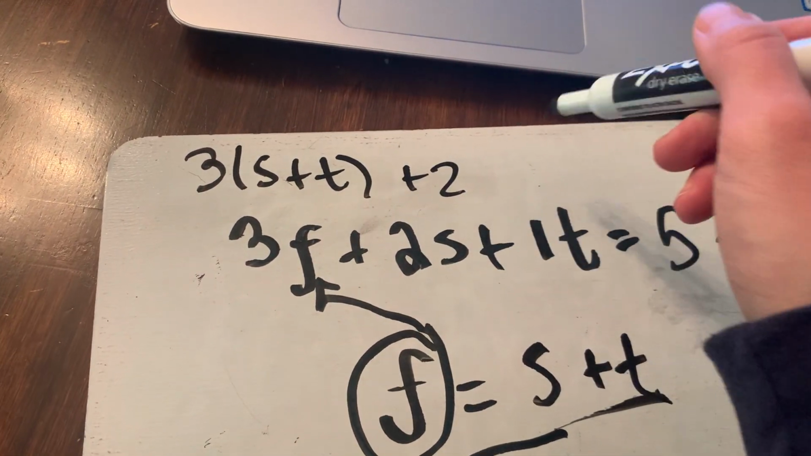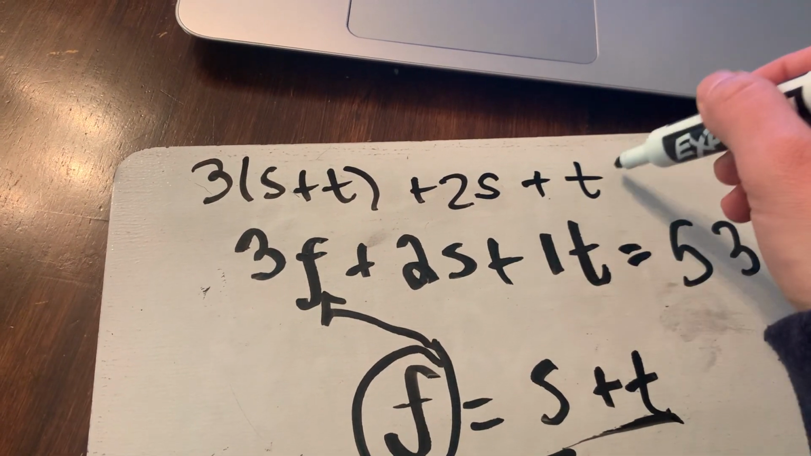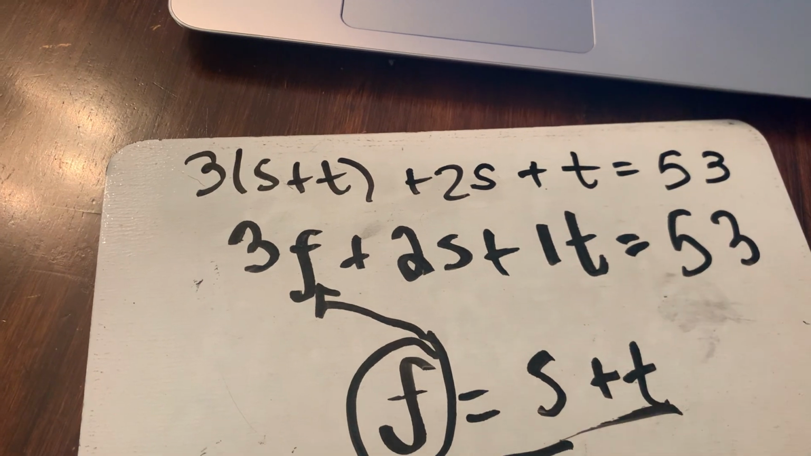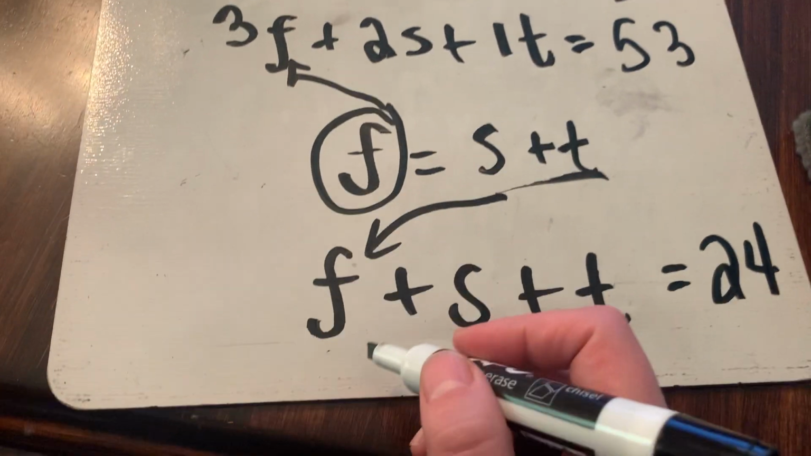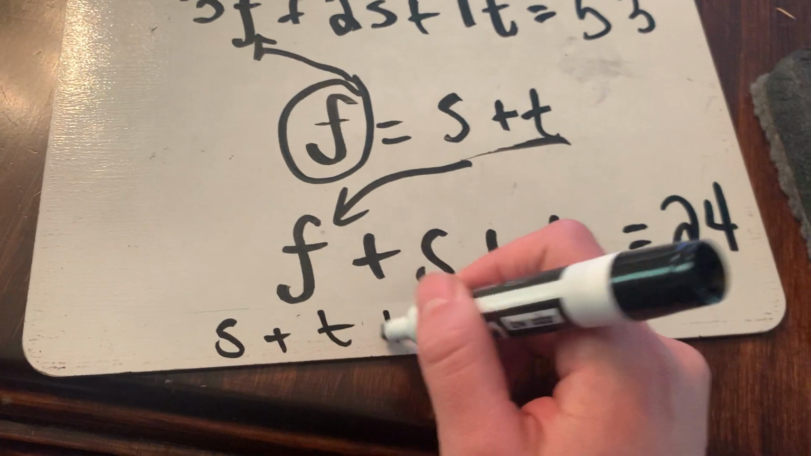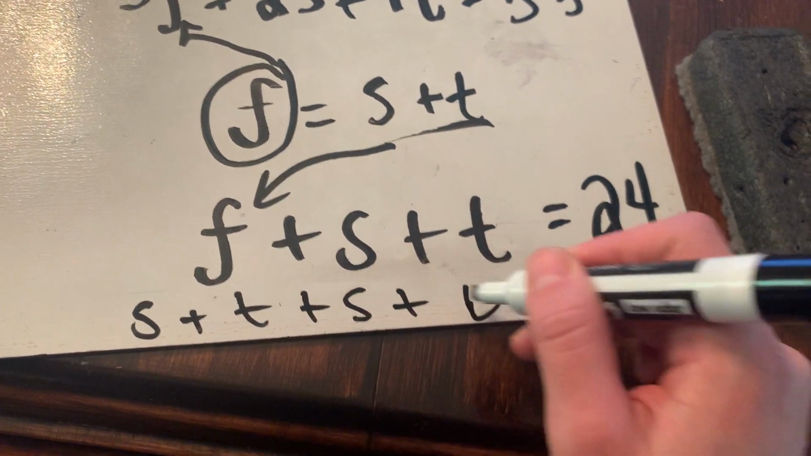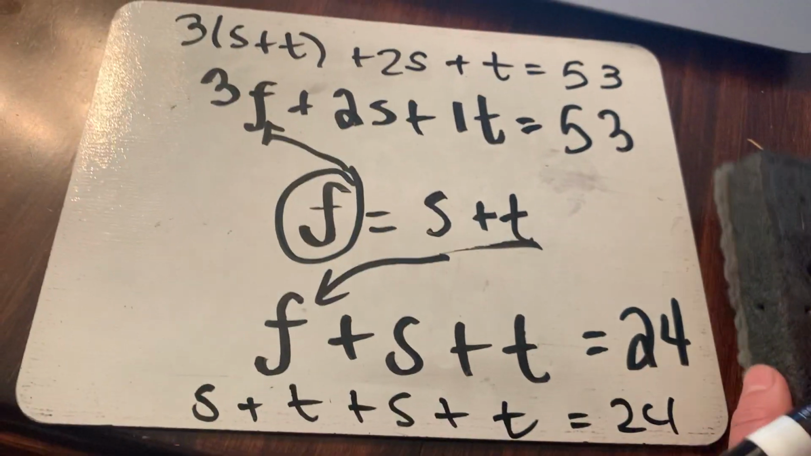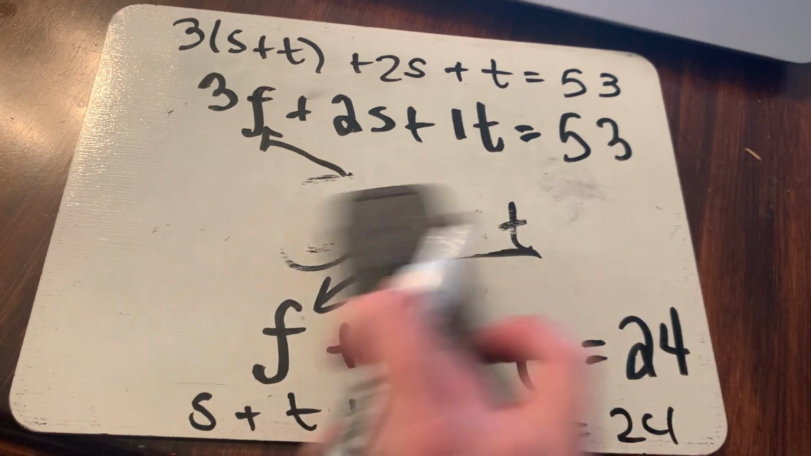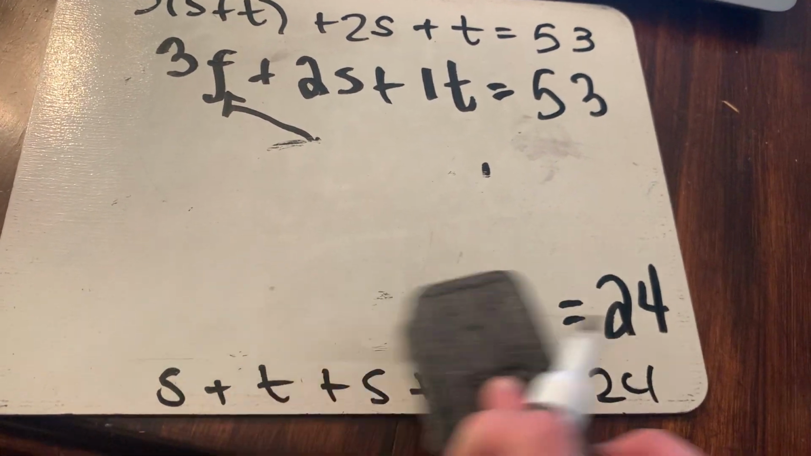Plus 2S plus 1T equals 53. And down here, we're gonna replace F with S plus T, and we already have an S plus T equals 24. So you take that one equation, substitute it into both. Once you do that, clean them both up.